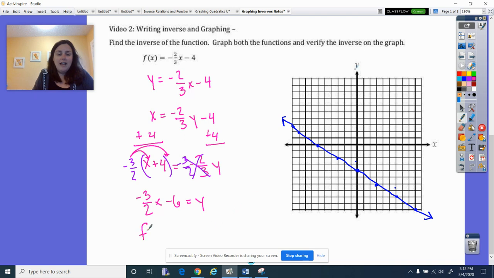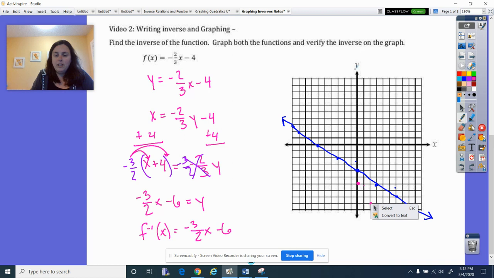And then that very last step was writing the inverse with the inverse notation. So the inverse of x is -3/2 x minus 6. All right, so now let's graph this one. Here, my y-intercept is -6. So 1, 2, 3, 4, 5, 6. So here's my y-intercept right there. And here's my slope, down 3, to the right 2. So I'm going to go down 3, 1, 2, 3, to the right 2.